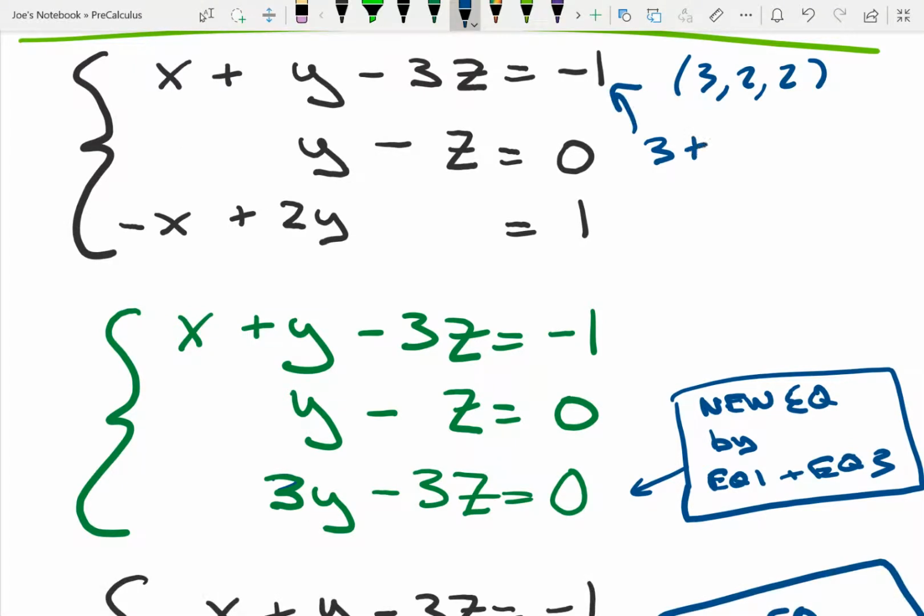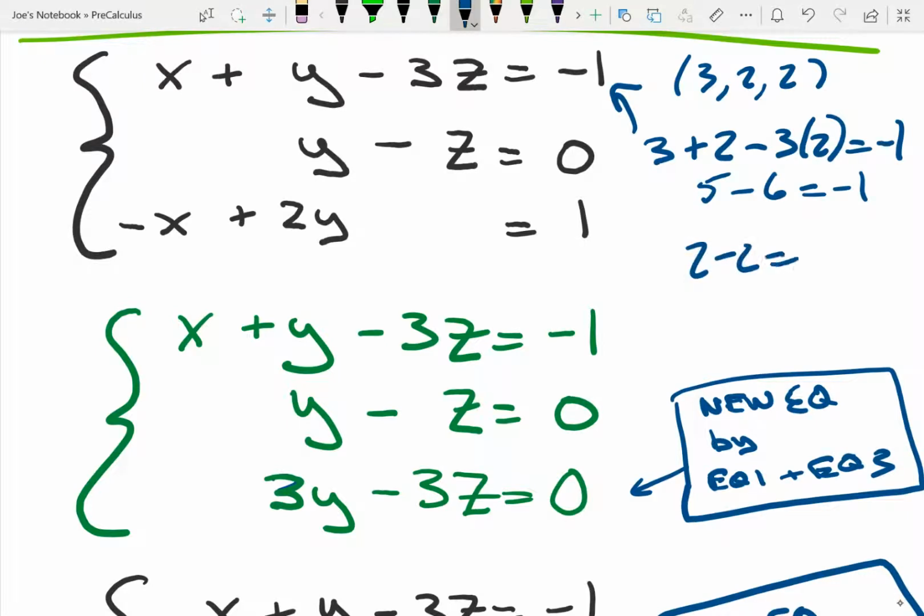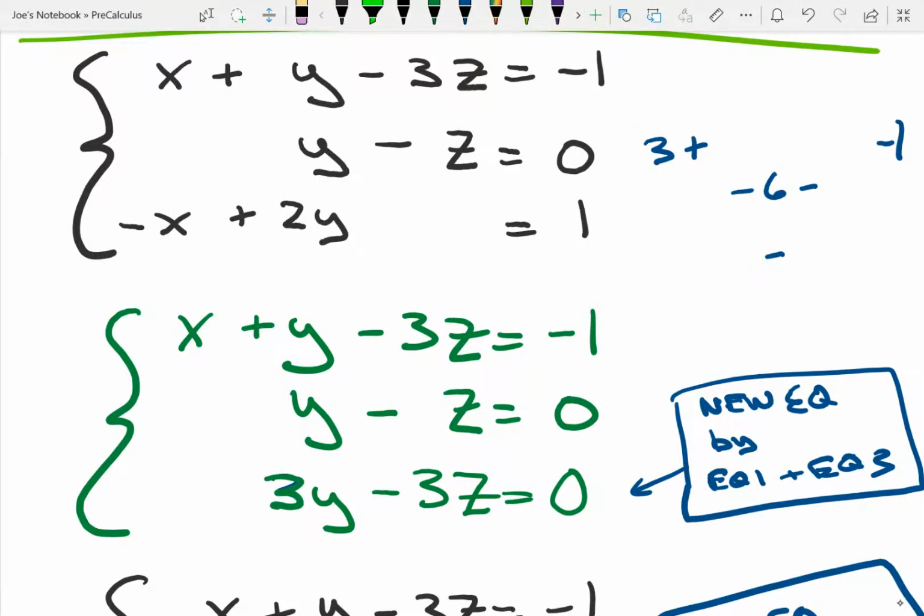So 3 plus Y, which is 2, minus 3 times 2 is equal to -1. Is that true? Yeah. 3 plus 2 is 5. 5 minus 6 is equal to -1. Yes. Checks out. Does Y minus Z equal 0? Does 2 minus 2 equal 0? Yeah, and so on and so forth. You pick any other number, it will also work. Pick a fraction, it'll work. Any number. E, pi.